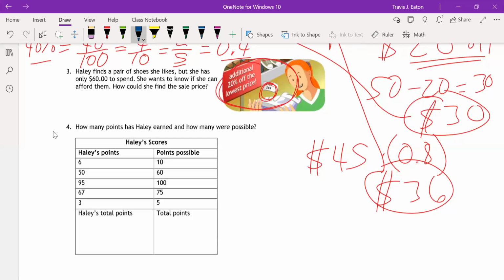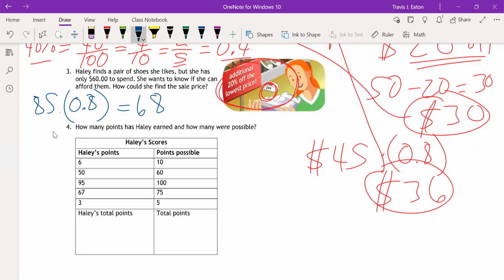So $85 multiplied by the 80% that we are keeping. And remember, you can't multiply by 80 because that's a percent, and you have to use the decimal version. 85 times 0.8 is $68. So will she be able to afford those shoes? It's not looking good. She only has the $60, right?